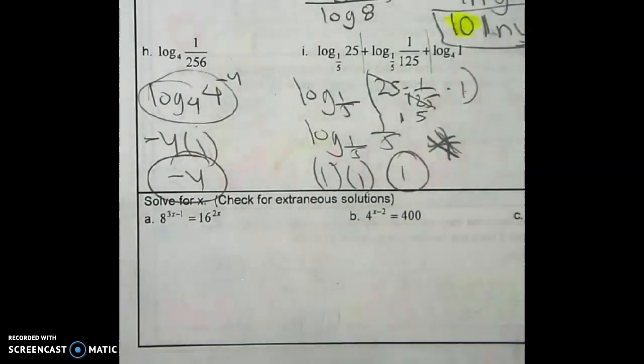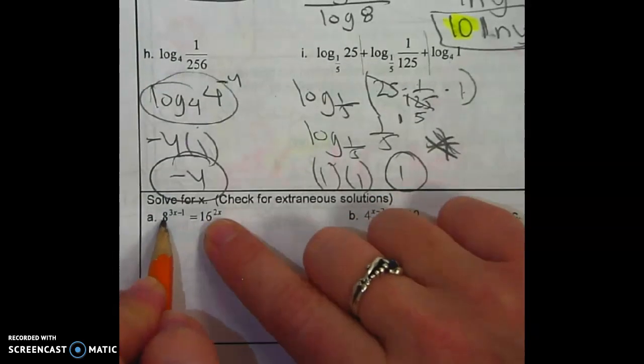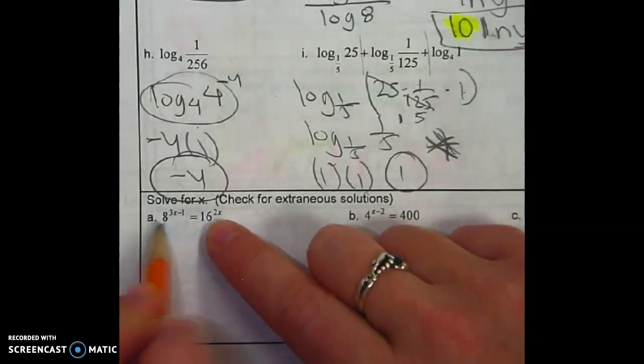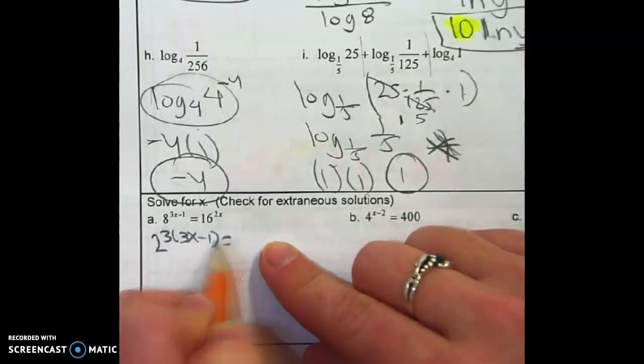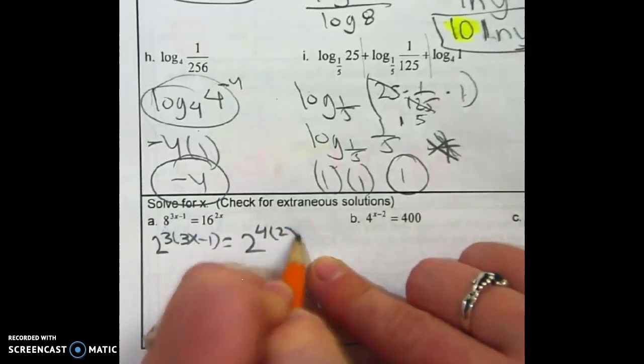All right, solve for x. Let's see here. So can I make the bases the same? If I can make the bases the same, and I don't make the bases the same, and I log both sides, you will not get full credit. So I can't make it 4, because you can't do anything to get 8, so I have to make it 2. So 2 cubed, 3x minus 1 equals 2 to the 4th to the 2x.